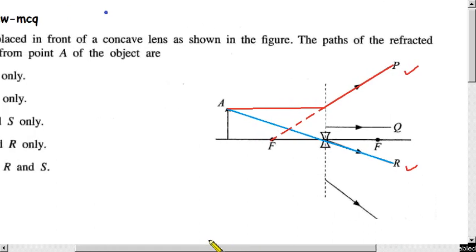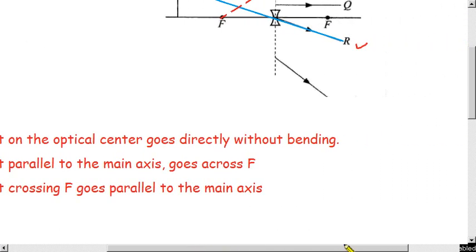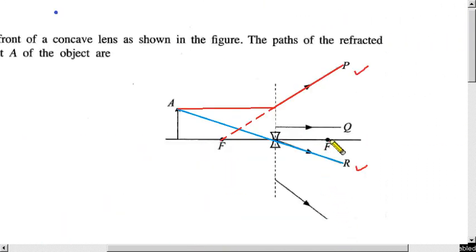Then the third one, the ray incident crossing F goes parallel to the main axis. Crossing F means this F. You have to choose this F. So let us take this green ray emitting from A. It is going towards F.